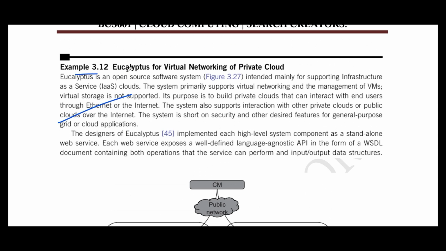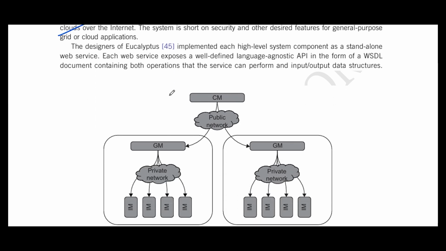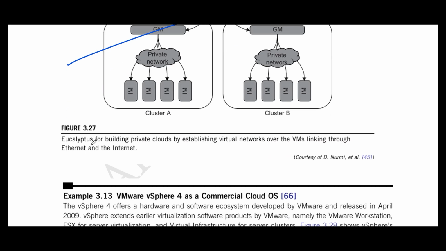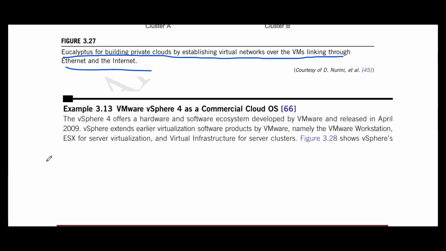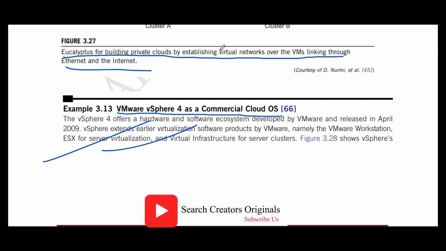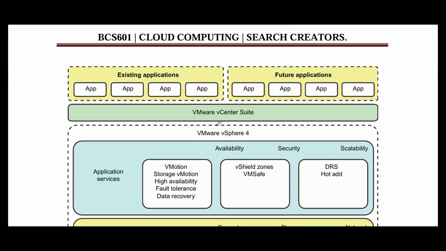Next, in this example we can observe Eucalyptus for virtual networks of private clouds, and some related information is given. In this figure we can observe Eucalyptus building private clouds by establishing virtual networks over VMs linked through Ethernet and the Internet. You can watch this figure. Next we are going to see VMware vSphere 4 as a commercial cloud OS, which came in April 2009, and some related information is given below.